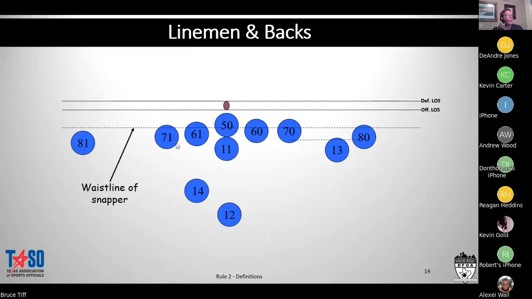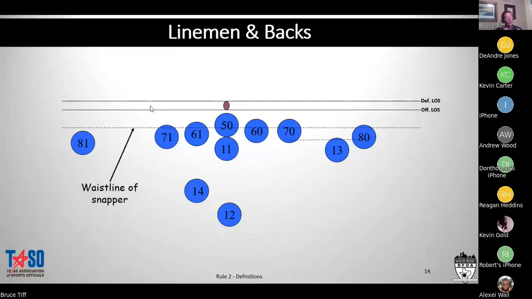And now we look at 13. 13 is not breaking the waistline of 50, but we kind of got this imaginary line through 80. 80 is the closest lineman, and 13 is breaking that. So technically, that's a violation. I mean, he's not really a back because he's breaking that line of the waistline of the nearest lineman.